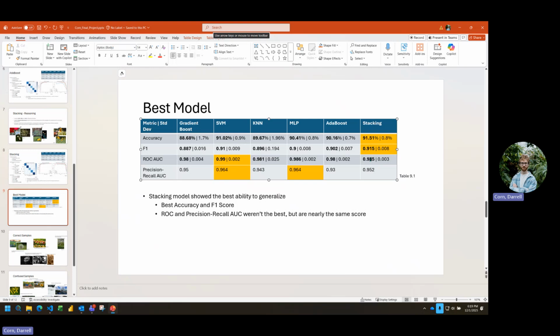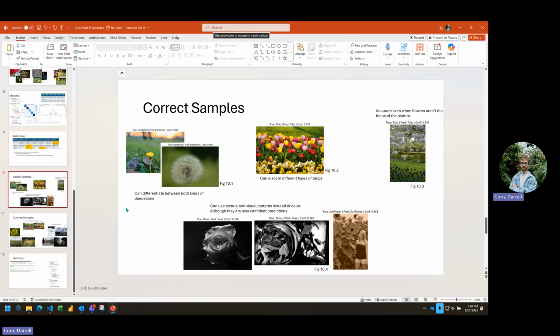The ROC and precision recall area under the curves were not the strongest for the stacking classifier, but all of them score pretty much the same. So I don't think that's really going to impact things. SVM had the best area under the curve for ROC at 0.99, but stacking isn't far behind at 0.985. So that's why I think stacking is the best model for this problem.